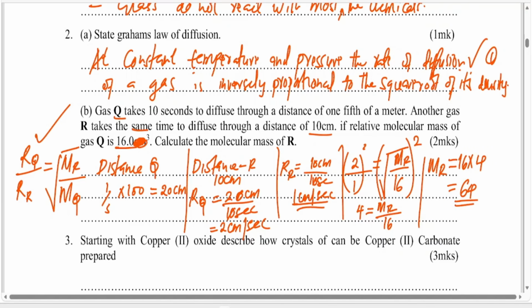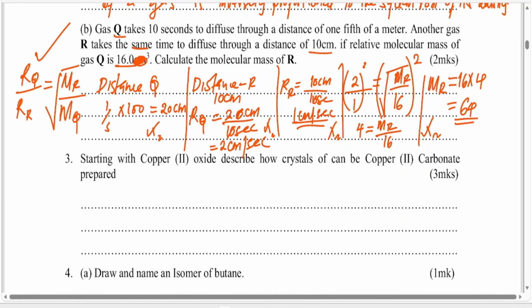Remember, relative mass has no units. And by working this out, you'll be able to score 2 marks. Working out this distance, you get half a mark. And then working out the rate, half a mark. This rate, half a mark. And getting the answer here, you'll be awarded again half a mark. So this is how we were supposed to work out this question. The relationship between rate and molecular mass is what we were to use to work out this question. Let's move to the next question.